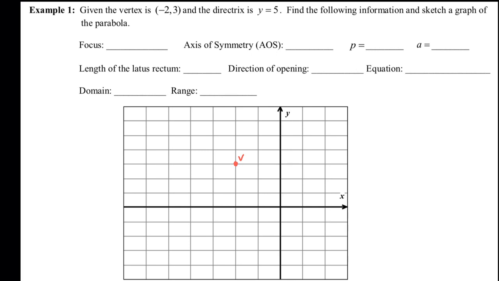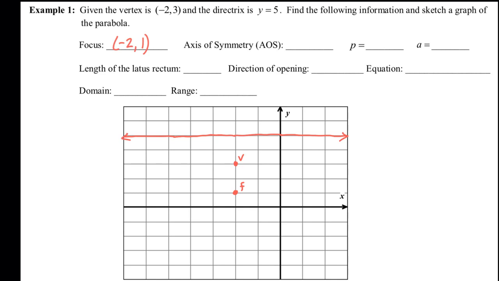The directrix is at y equals 5, and y equals is a horizontal line. So 1, 2, 3, 4, 5, it's a horizontal line at 5. There's your directrix. Now remember that your vertex is halfway between your focus and your directrix, which means your focus is going to be located right here. So that we have the coordinate for now, that is (-2, 1).